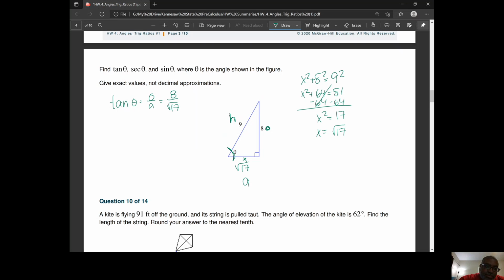Okay. Secant theta is equal to hypotenuse over adjacent, which is 9 over root 17. And sine of theta is equal to opposite over hypotenuse, which is equal to 8 over 9. That's your answer.